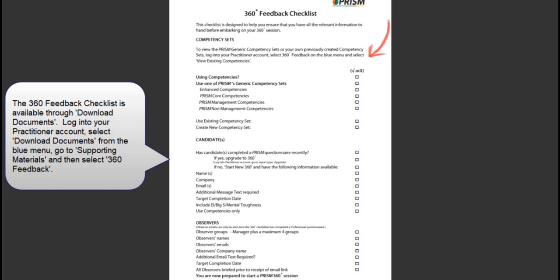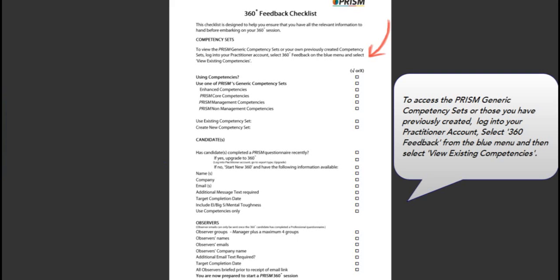Please note that if you are intending to create a new competency set, then please see the video for this. You can view the PRISM generic competency sets or your own previously created sets by logging into your account, selecting 360 feedback on the blue menu, and then view existing competencies.